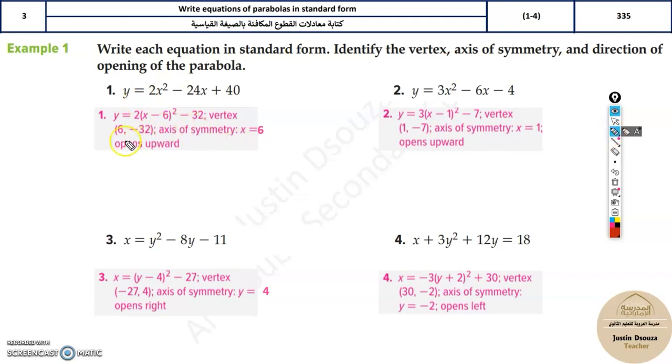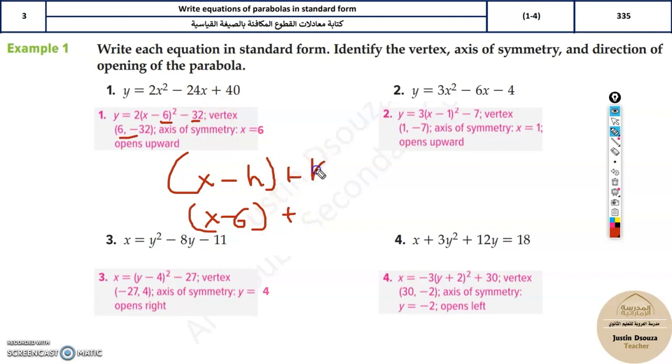Now, when you have got the vertex, you will have an idea, because the standard form will have the vertex in it, the h and k values. Just remember this: x minus h. So for the h value, the vertex value is 6, so x minus 6. Then we will have plus k. But here, look, the k value, that's the y axis, is 32. So it is minus 32, sorry. So it will be minus 32. And don't forget the square, sorry, I forgot. And don't forget the a value. The a value was 2. So this is how we can write.